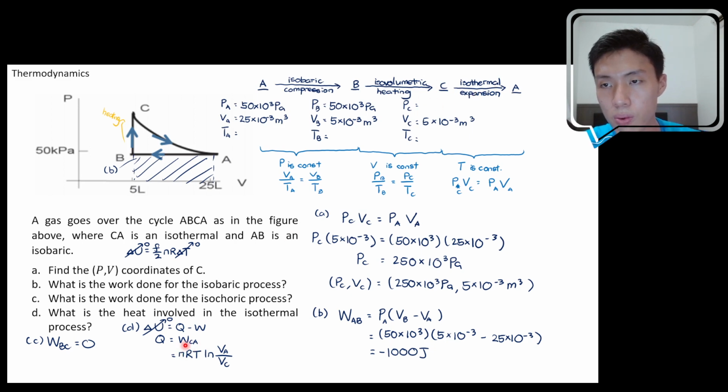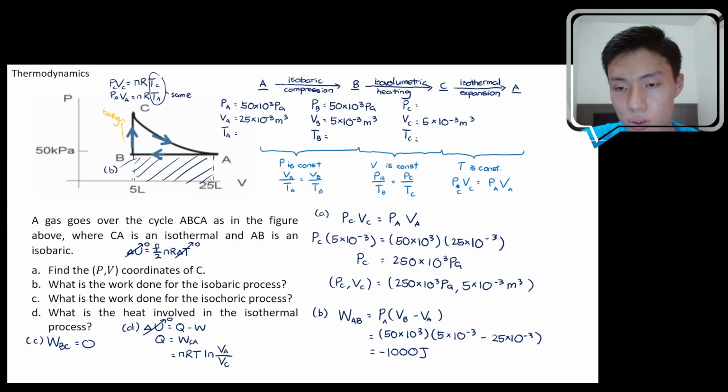But you are aware that we don't have the number of moles over here. Because we don't have the number of moles, we need to replace this nRT using the ideal gas equation. We can replace nRT with PV. Technically, you can replace it with PCVC, that's fine. You can also replace it with PAVA, that is fine as well. Both are accepted because this is an isothermal process, so the temperature will be the same. So let's replace it with pressure A, volume A: PAVA ln VA over VC.